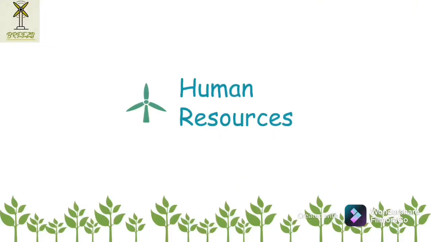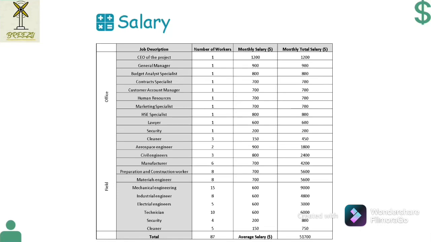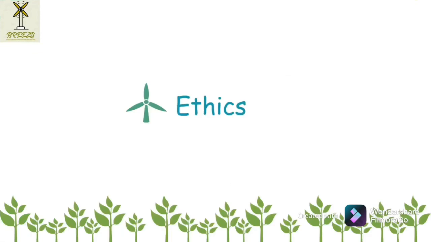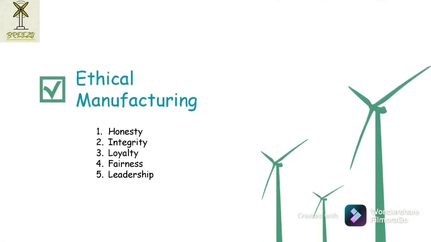I'm Jale Alieva and I'm going to talk about human resources and ethics. Now I will start with human resources. In our plant, there are 87 workers, and this table shows the salary that is allocated for each of them. This distribution is based on the level of importance of duties. Now I will talk about ethics.